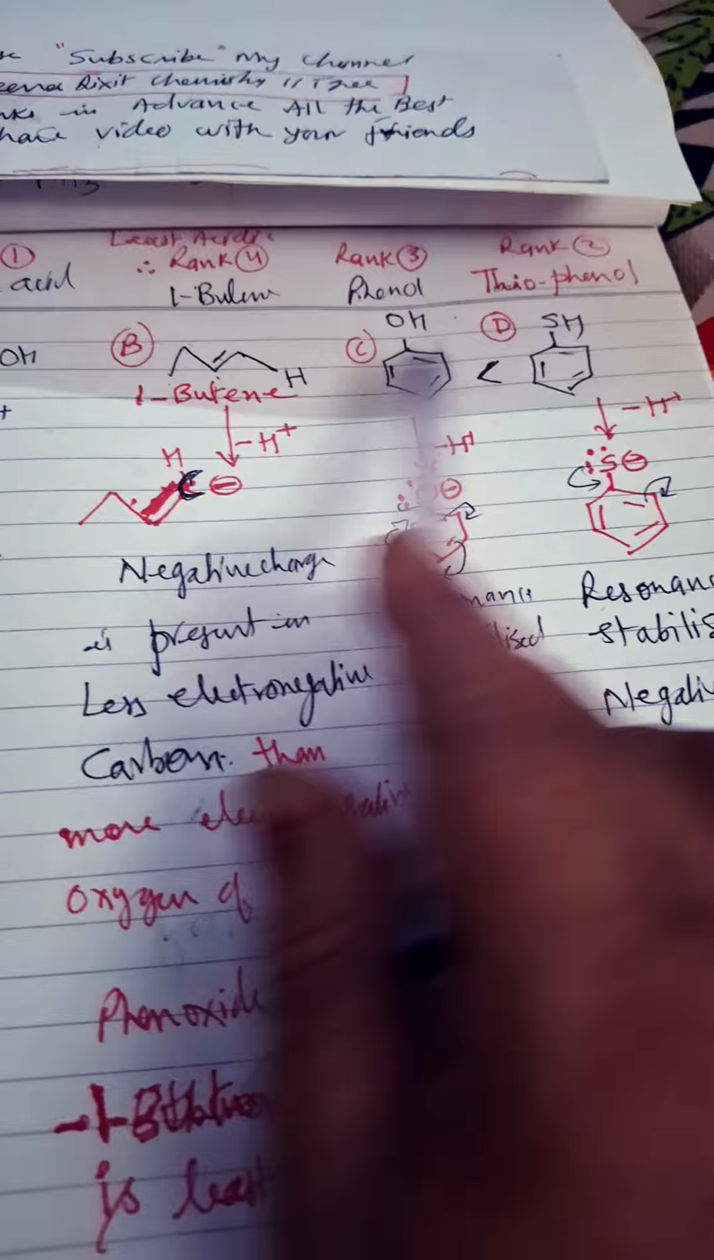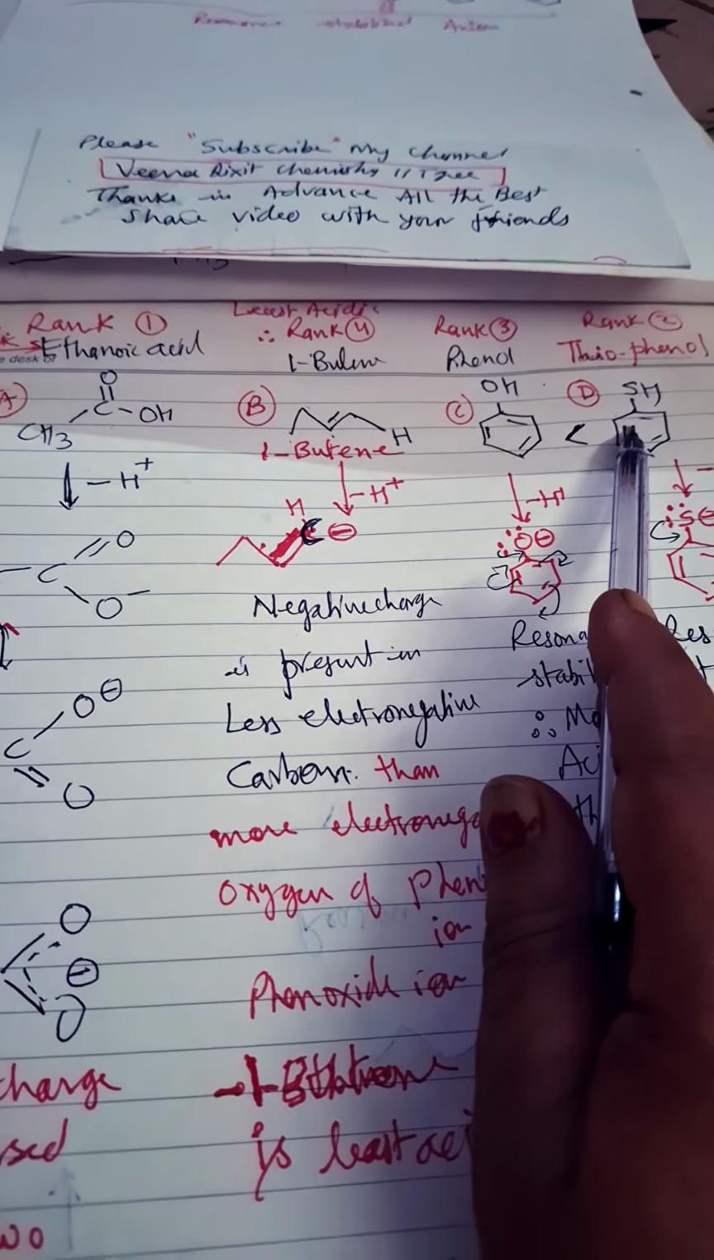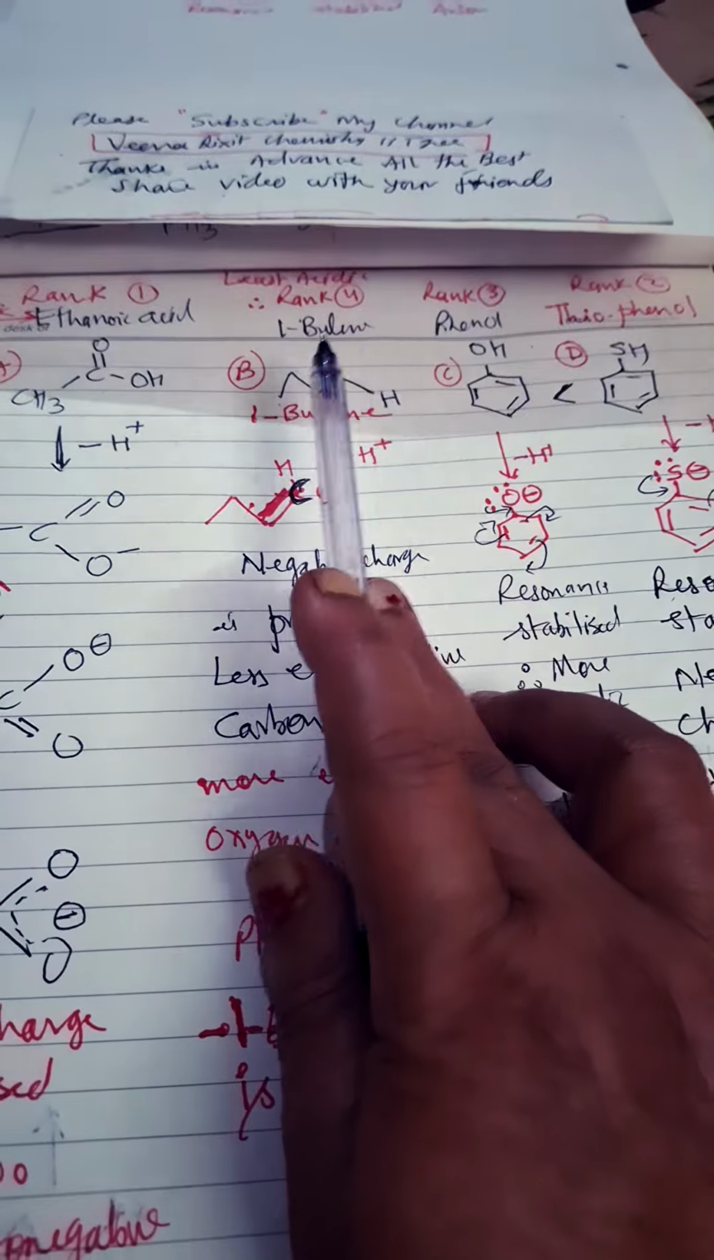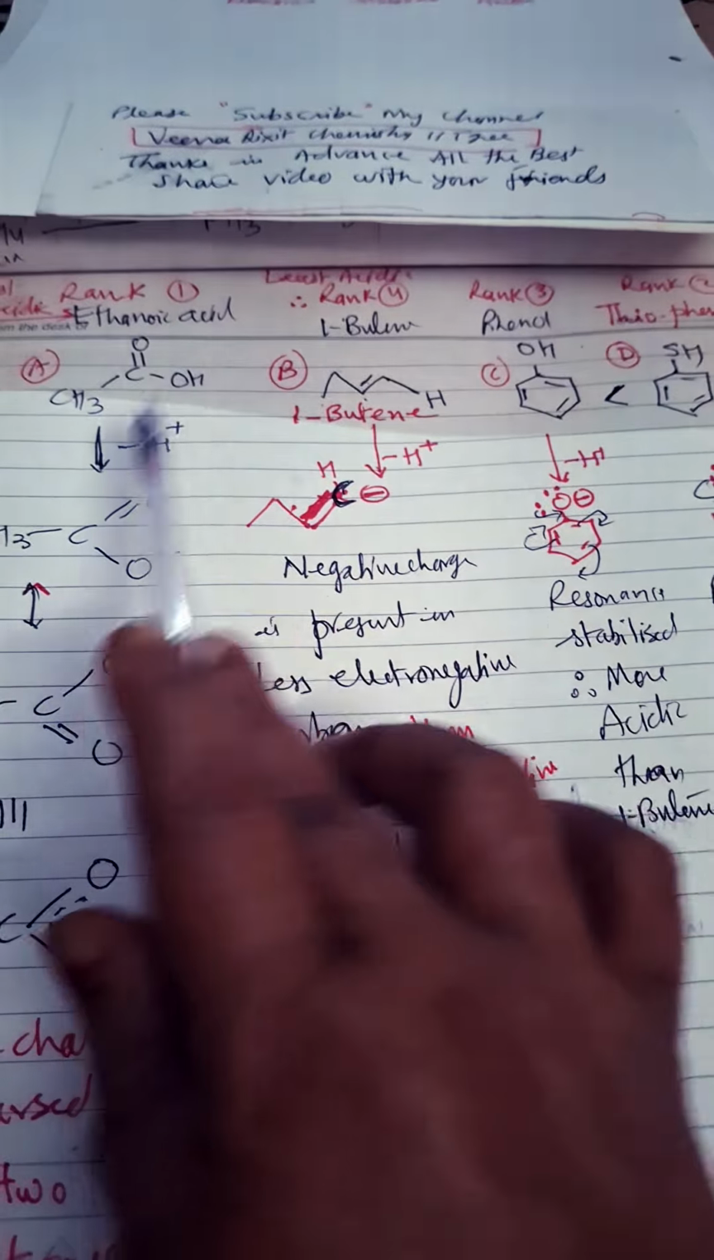Hello student, compare the acidity of acetic acid, butyramine, phenol and thiophenol. These are the four compounds given, and you have to rank them. Most acidic is ranking 1 and least acidic is ranking 4. So 1, 2, 3, 4.